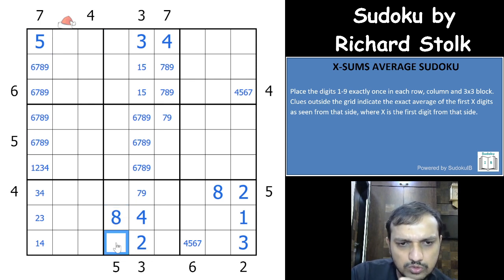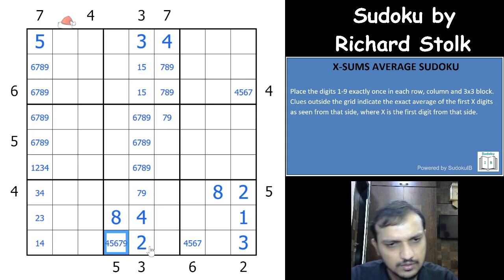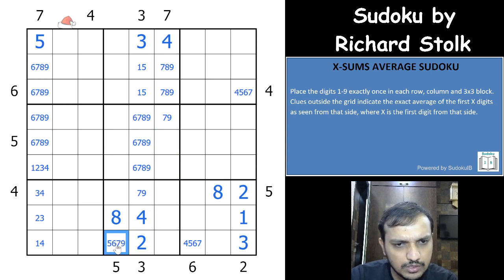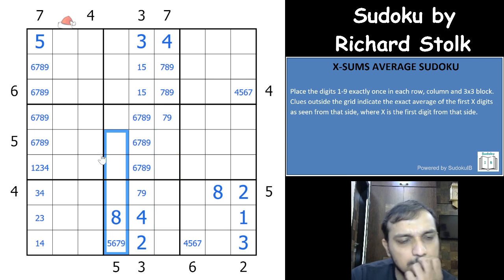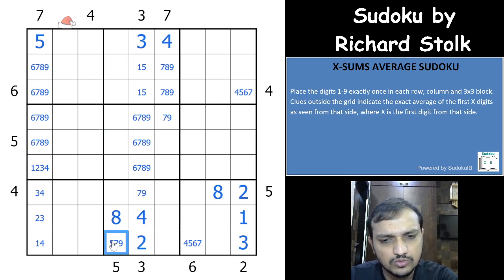Cannot be 1, 2, 3. Can be 4, 5, 6, 7, 9. Right? Six, 7, 8 and 9. 4 is in one of these. Okay, 4 is not possible. You already have 4 here. I didn't see that. Sum of 5 digits would have to be... You have 26 here in these two cells. So 6 is also not possible.